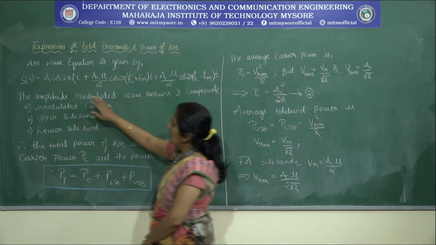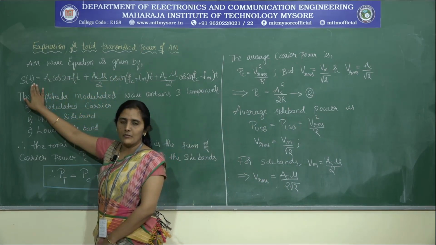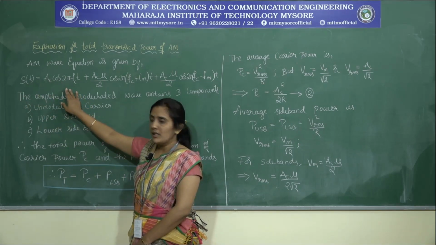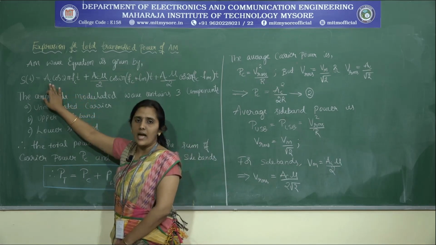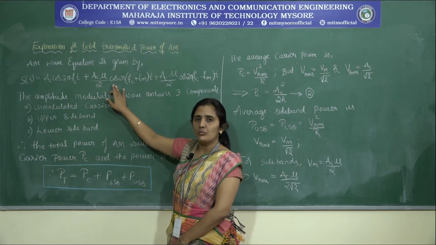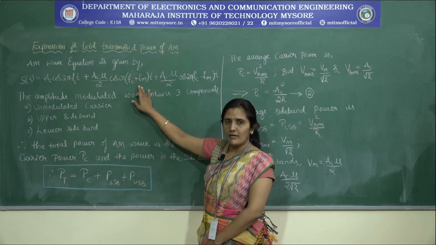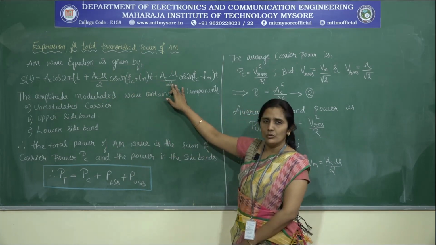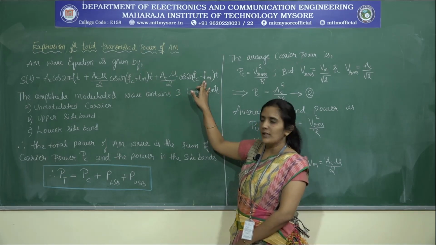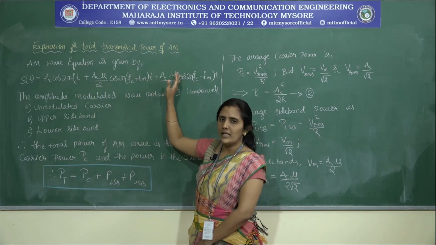Here you can see the AM wave equation is given by S of t equals Ac cos 2 pi fc t, where Ac is the amplitude of the carrier signal, plus Ac mu divided by 2 cos 2 pi (fc plus fm) t, plus Ac mu divided by 2 cos 2 pi (fc minus fm) t. Let us see what these three components present in the AM equation are.